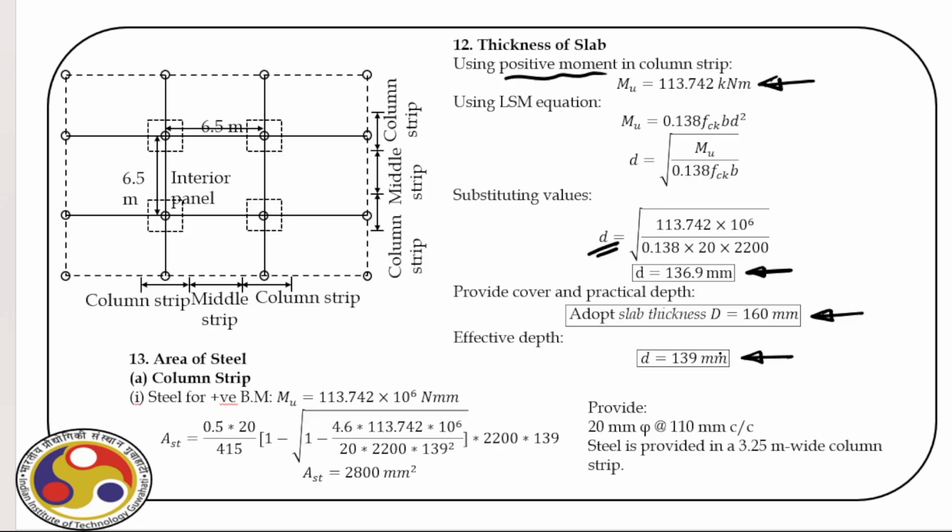Okay. Then we can find out the area of the steel. For the column strip, we can find out the area of the steel. This expression again all of you know. So you use M20 and Fe415. Then we get the AST of 2800 millimeter square, and then we provide the spacing. Recall the way how to calculate. We can find out the area of each bar, we can find out the number of bars, and we can find out the spacing. So we provide 20 millimeter phi at the rate of 110 center to center, right? Recall this is for the column strip which has a width of 3.25 meter, right?